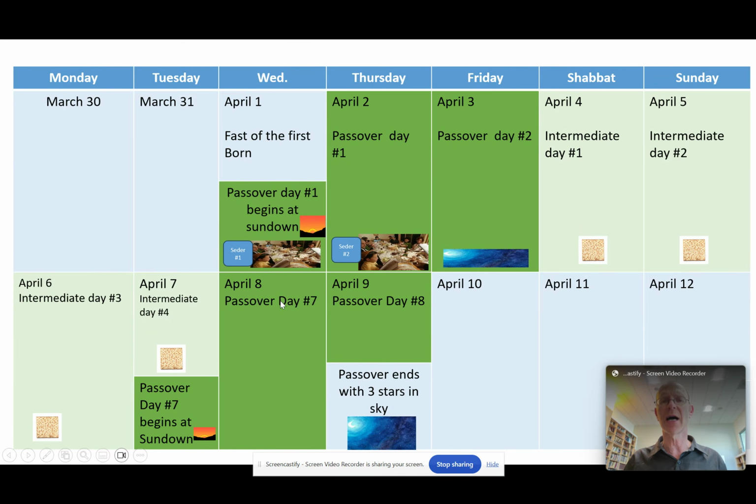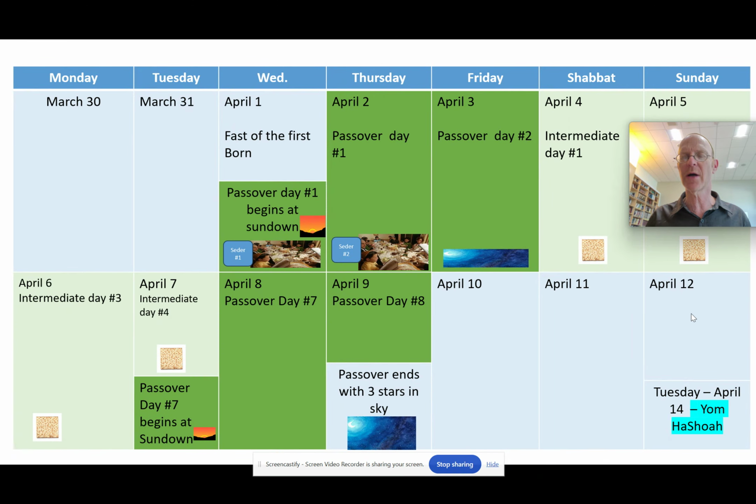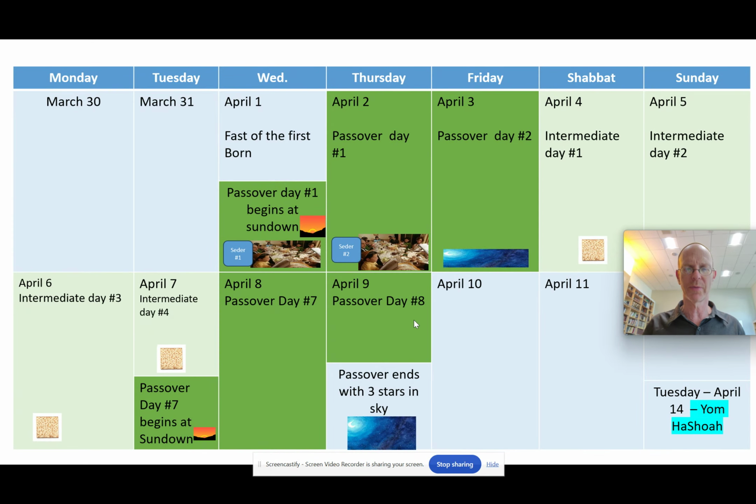And then the dark green are kind of our days begin again, and it ends on Thursday, April 9th, when there are 3 stars in the sky. And of course, we're back at school on April 12th, on April 13th, and on April 14th, we have a holiday called Yom HaShoah, which we'll be observing right when we get back.